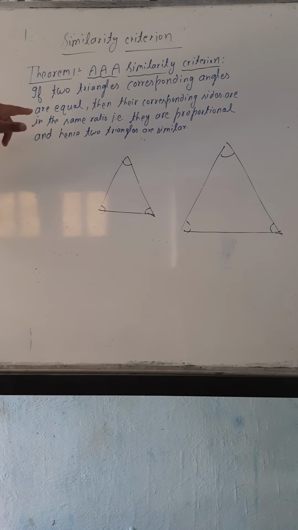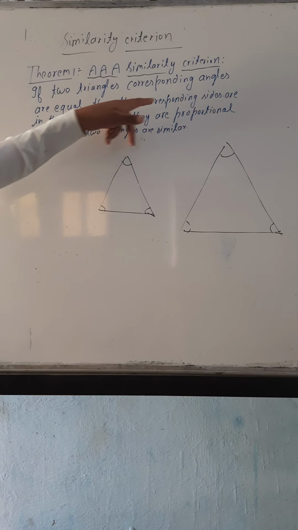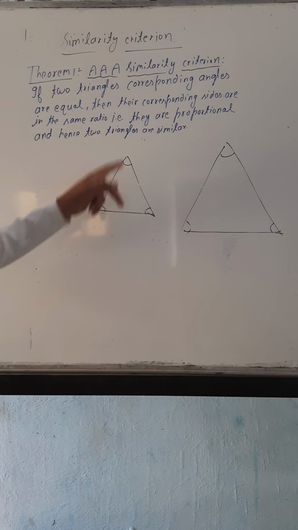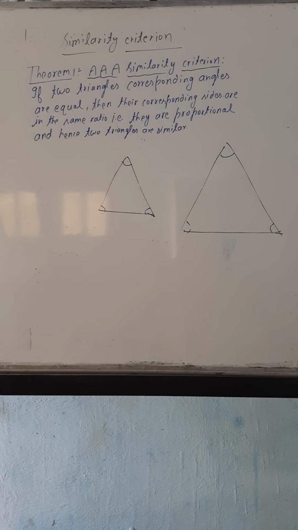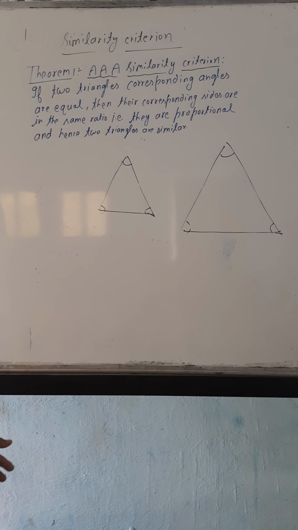That is what we have to prove here. What have we been given? We have been given the corresponding angles equal. What do we have to prove? We have to prove the corresponding sides are in the same ratio: this side by this is equal to this by this and equal to this by that. And if this is so, then at the end we can say both the triangles are similar to each other. Okay, let's discuss.